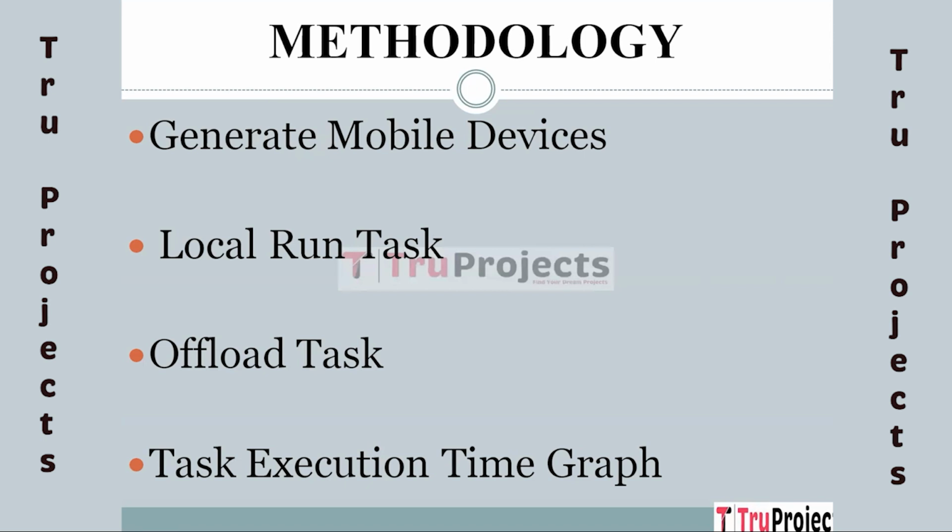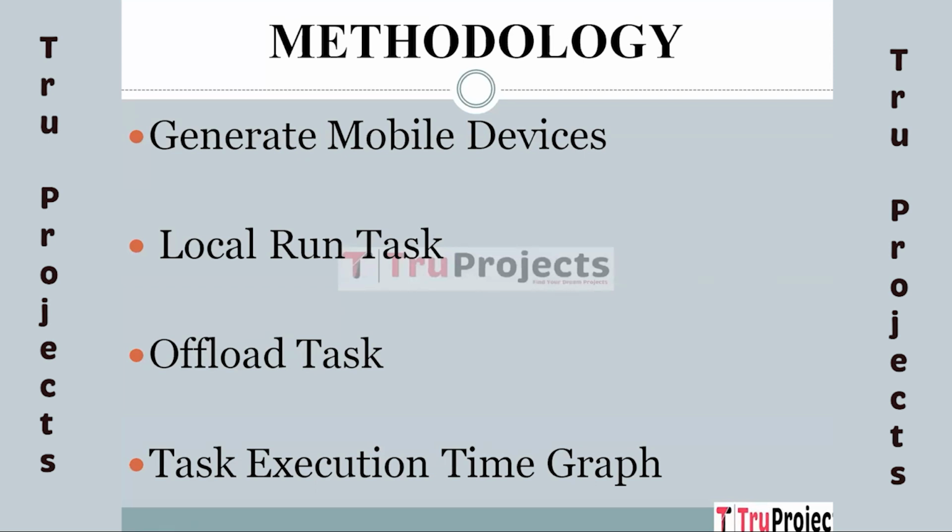Second module is Local Run Task. This module is responsible for handling tasks that can be executed locally on the source mobile device. It identifies tasks that do not require offloading to nearby mobile devices or mobile clouds, thus reducing the overhead associated with task delegation. Third module is Offload Task.